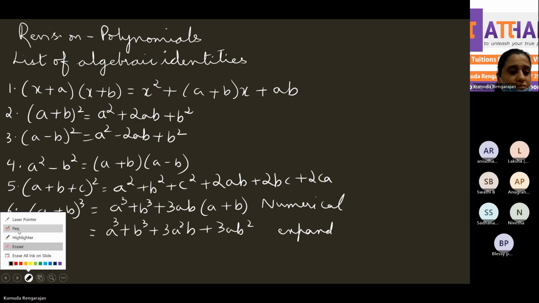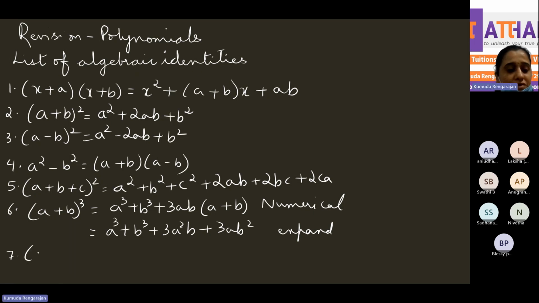Srivatsan, A minus B the whole cube is equal to? Minus 3AB into A plus B. No. A cube minus B cube minus 3AB bracket. You said A plus B. Okay, so A cube minus B cube minus 3AB into A minus B. A cubed minus B cubed minus 3AB into A minus B.